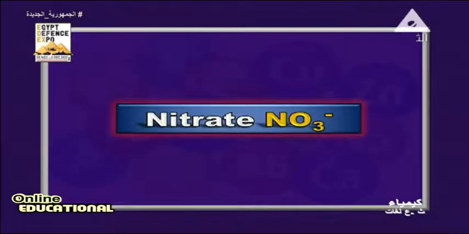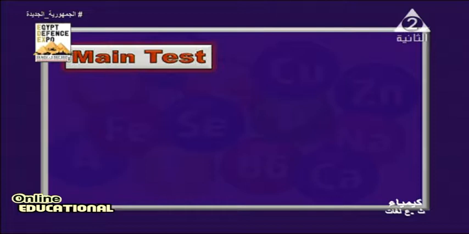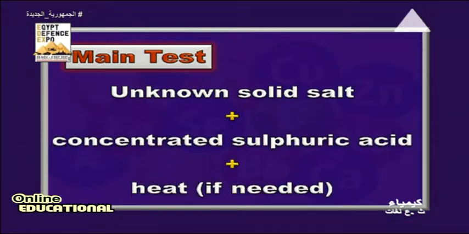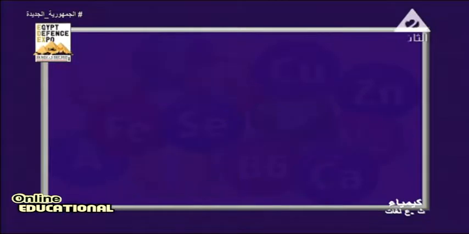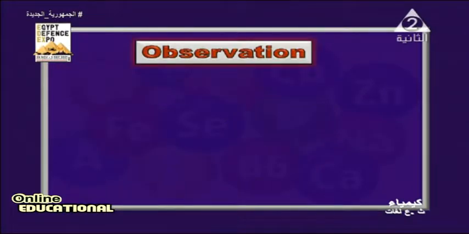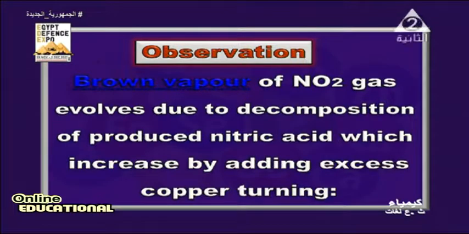The nitrate anion, the main test. Again, my dear student, the main test must be done on the solid salt. So solid salt plus concentrated sulfuric acid, and heat is needed. Here the observation: the brown vapor of nitrogen dioxide gas is produced due to the decomposition of the produced nitric acid, which increases by adding excess copper turning, as the following animation shows.